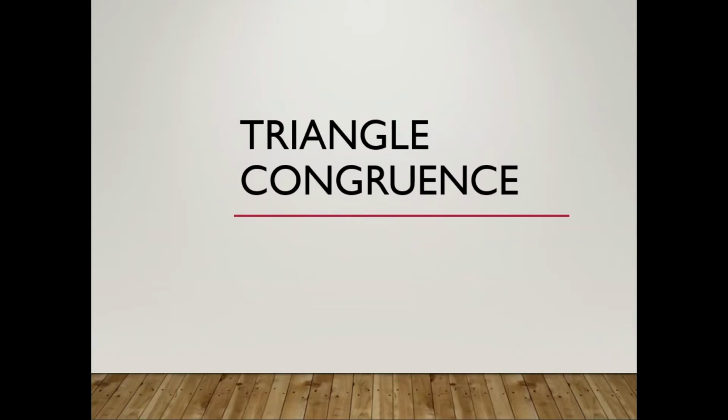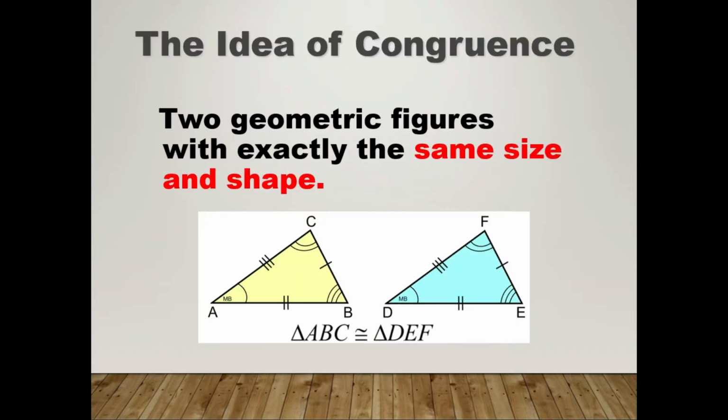Discussing the topic about triangle congruence. But before we discuss that, let us define what a congruent triangle is, or how can we say that two triangles are congruent. When we say congruent triangles, that means two triangles or geometric figures with exactly the same size and shape. So in this figure, makikita natin that we have two triangles that are congruent. We have triangle ABC and triangle DEF.